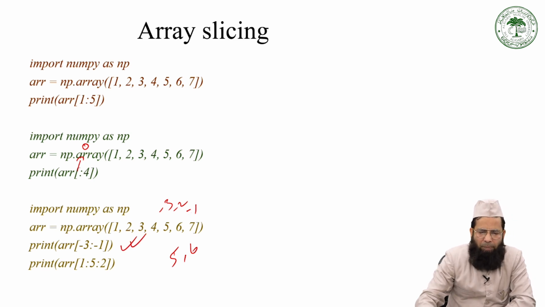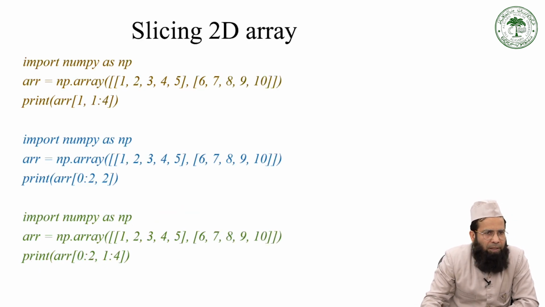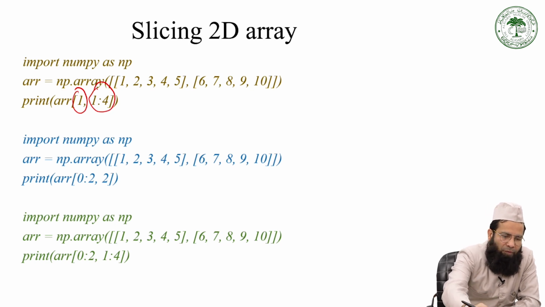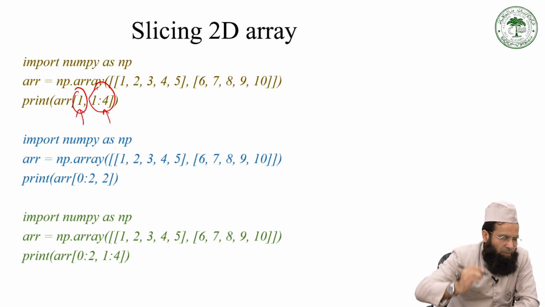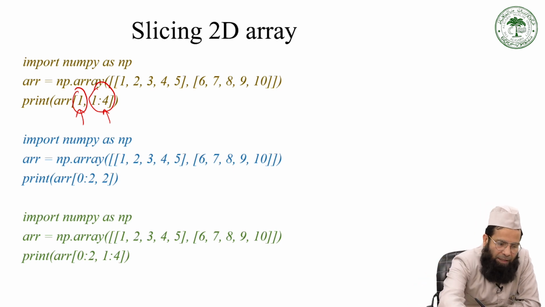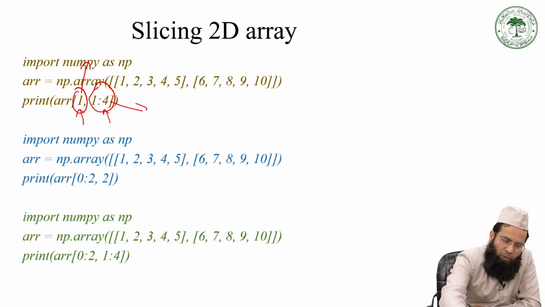Similarly you can apply other slicing features as well. And how to slice a 2D array? It is very similar to a 1D array. You just need to apply 2 different slices, one for the row and another for the column. It is very similar to 1D. So this one is for the row and this one is for the column.